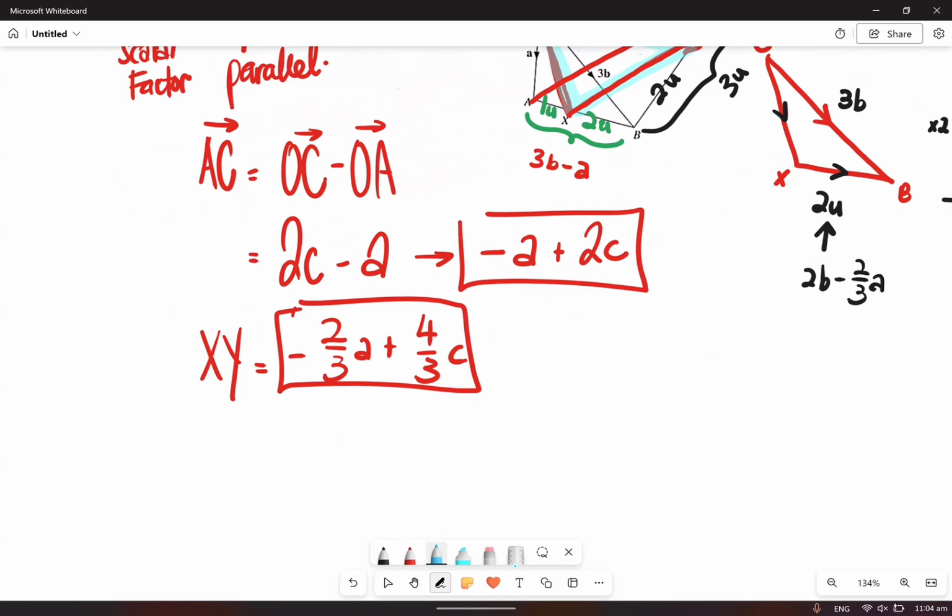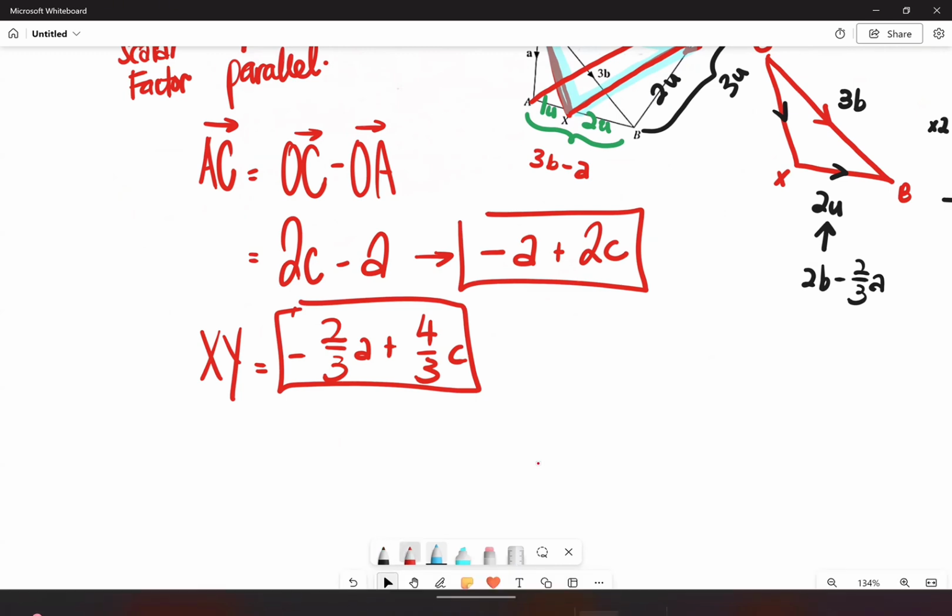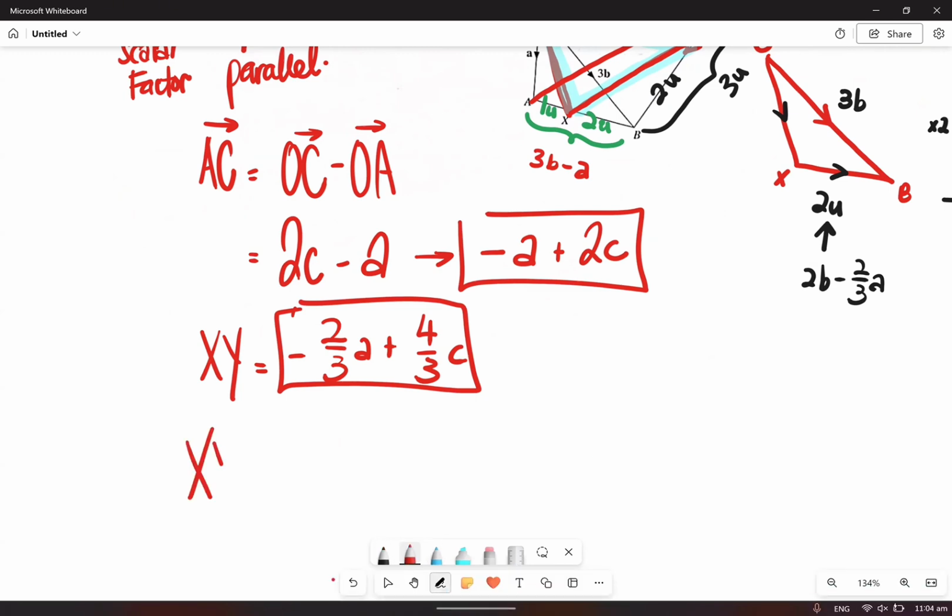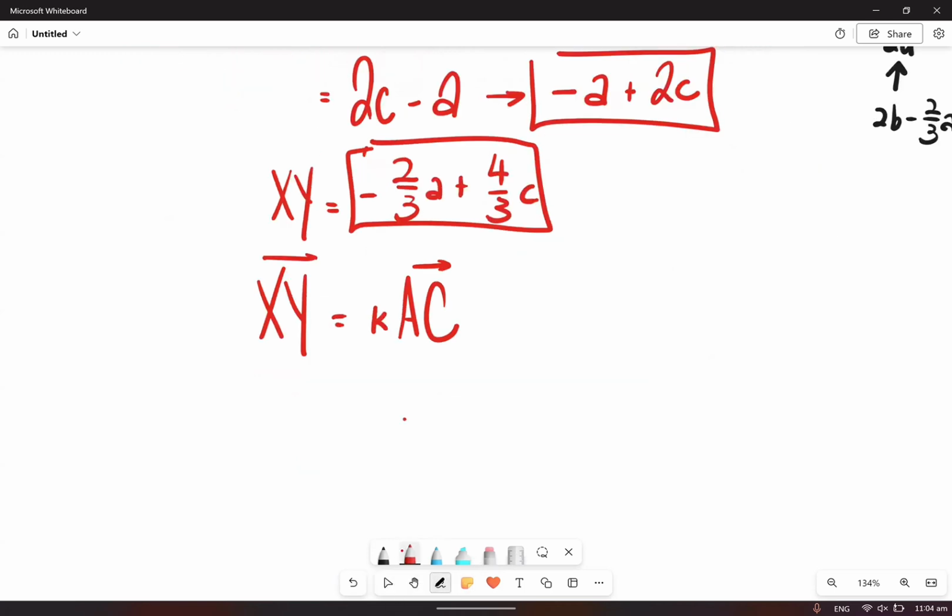Am I making sense? All right, from here itself, we are going to start with saying that xy is equals to something. In fact, don't write something, just put k AC. Then after that, your job is to find the value of k, which is the scalar. What's k? I still don't know, but what's my AC?